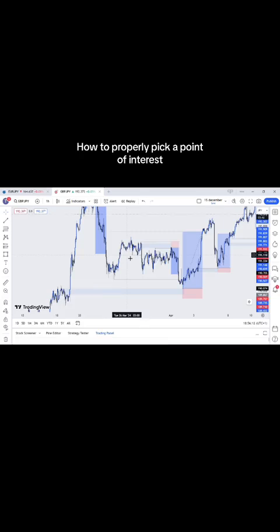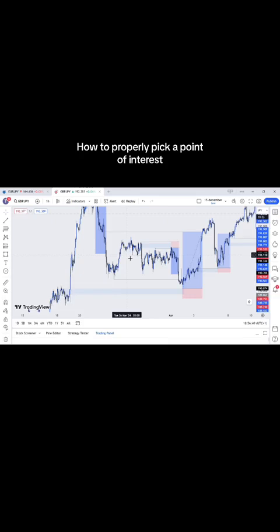If you want to pick a point of interest, these are the three criteria you need to observe. Number one, you have to make sure, and let me use the order block as an example, that your order block has not been mitigated yet, meaning that price hadn't tapped into that order block yet. If it's unmitigated, it has a high probability of obeying your analysis.